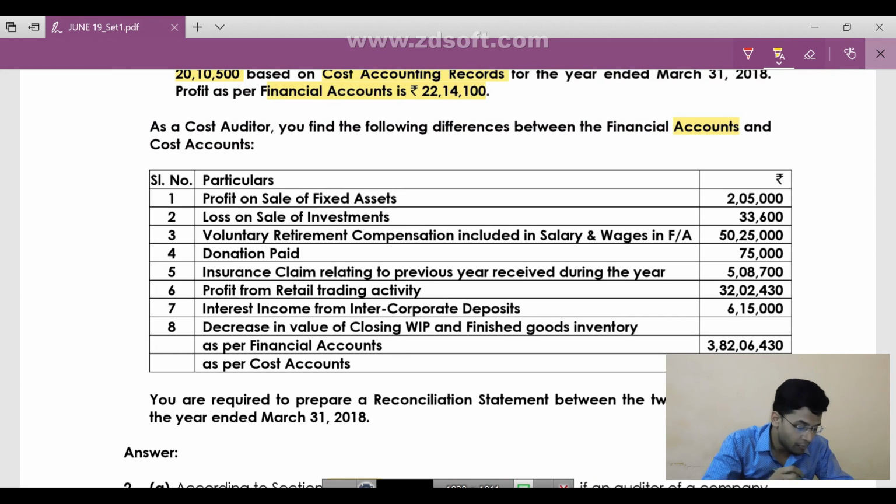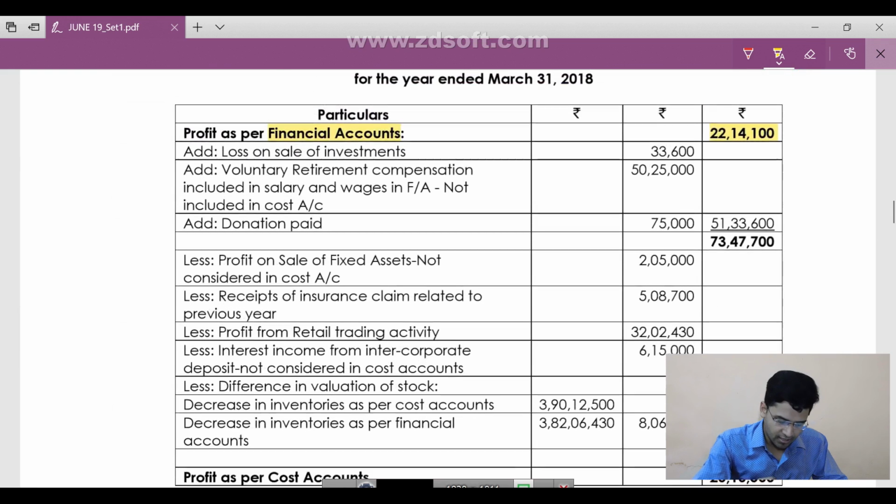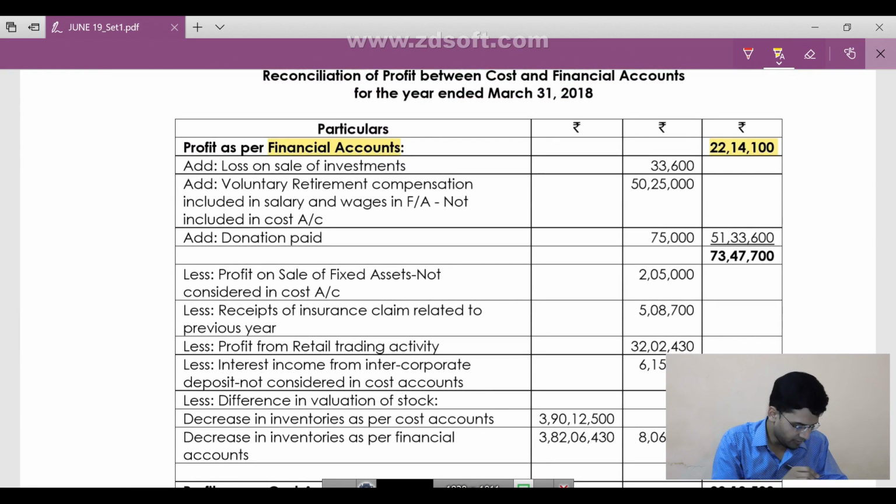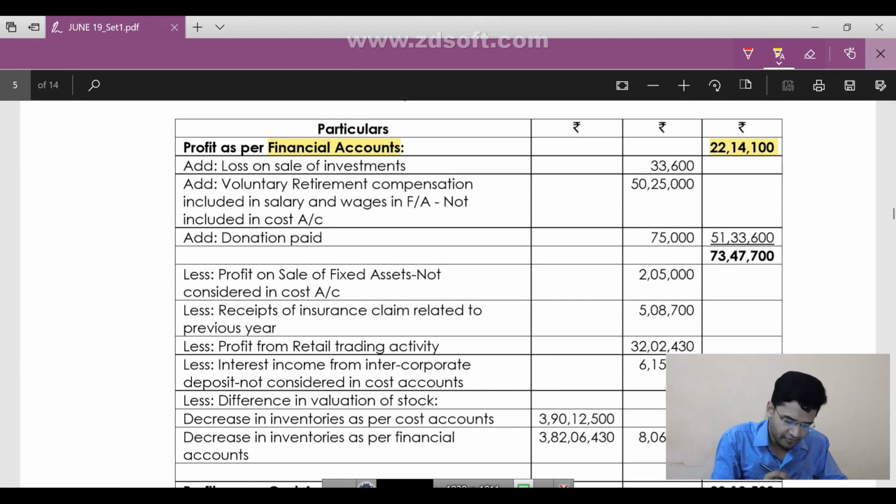Okay, let's start quickly. Profit on sale of fixed asset. There is a profit which has been accrued by the company on the fixed asset. This profit will be there in the financial profit. So financial profit will be high and costing profit will be less. Since we have taken financial profit as the base, we will reduce financial profit to arrive at the costing profit. So let's quickly see the answer. What we've done is we've reduced the profit on fixed assets. Perfect.